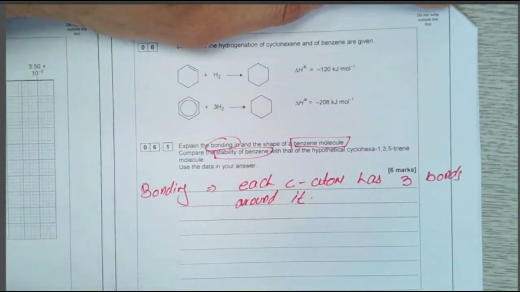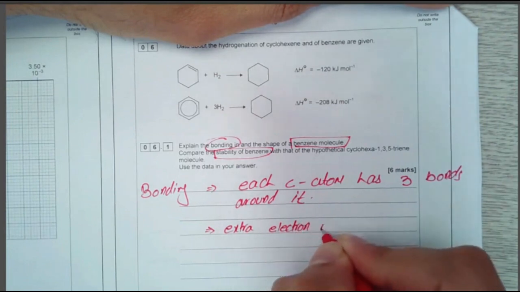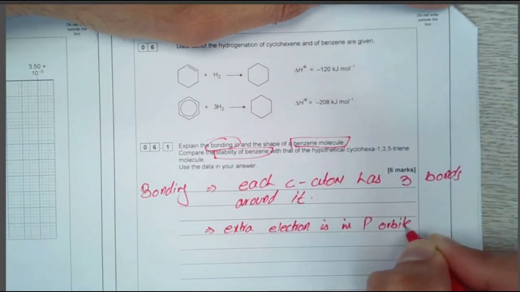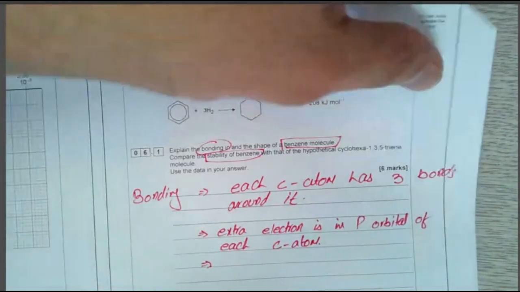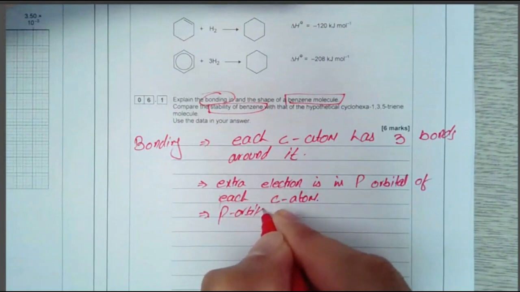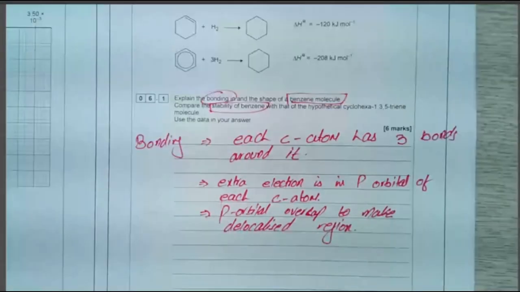Now each carbon atom will have how many electrons in total? Carbon has 4 electrons in it. And then if it is bonded to 3 electrons, it has got 3 now. So in total it has 7. Out of 7, 6 are involved in bonding. There's 1 left, and that will be in the p orbital. Extra electron is in the p orbital of each C atom. What do they do, mate? So p orbitals overlap to make a delocalized region.